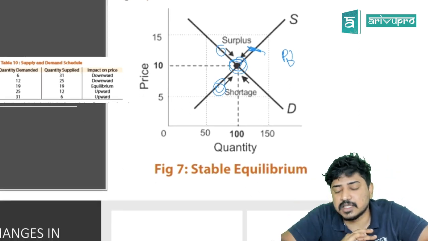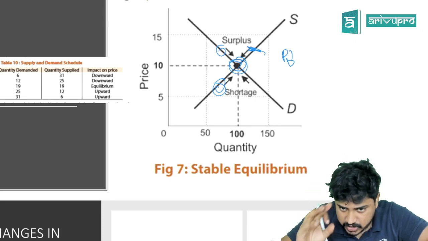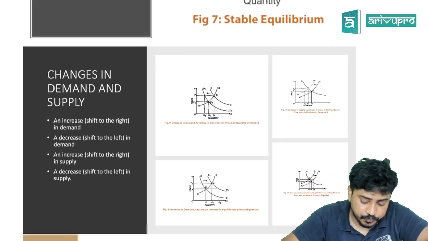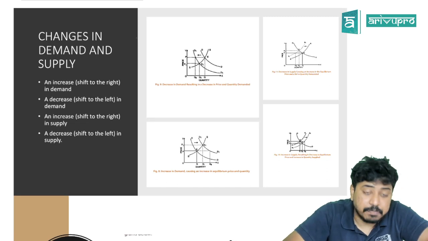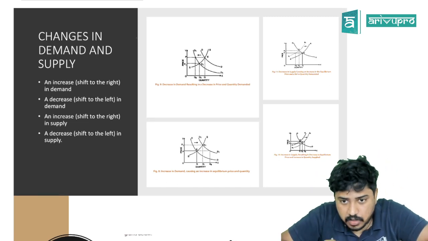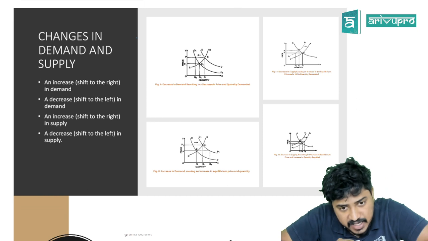Only at the equilibrium price, nothing will move around. It will be steady. The prices will be steady. Then chapter 2, supply, ends here. Okay, chapter 2 supply ends here.